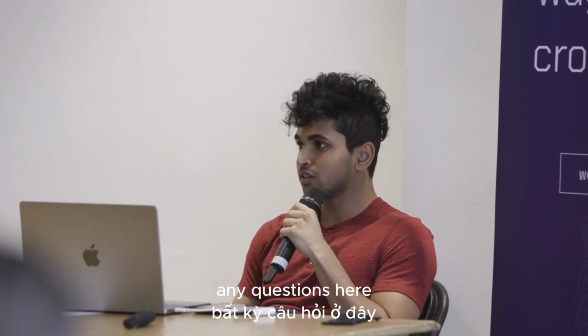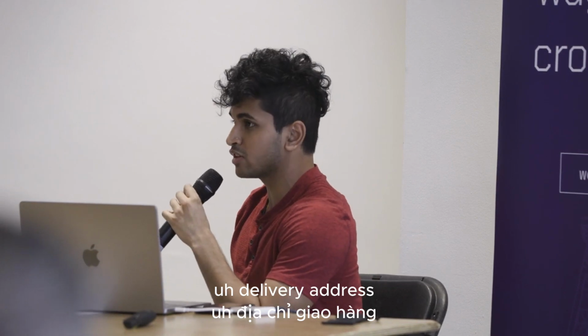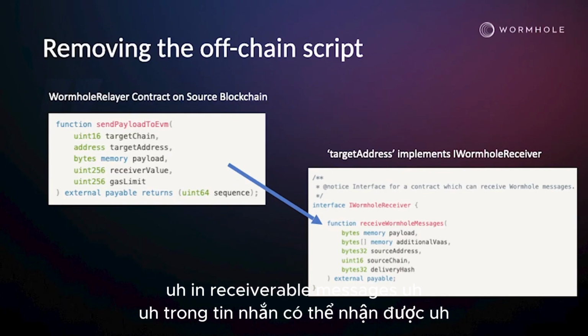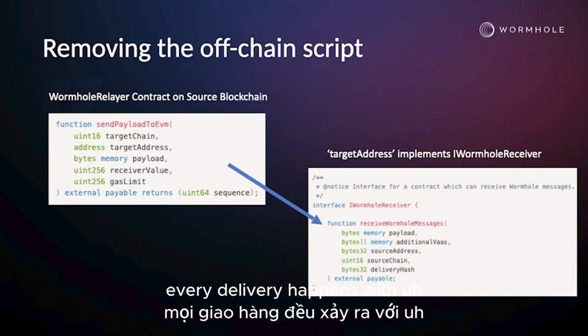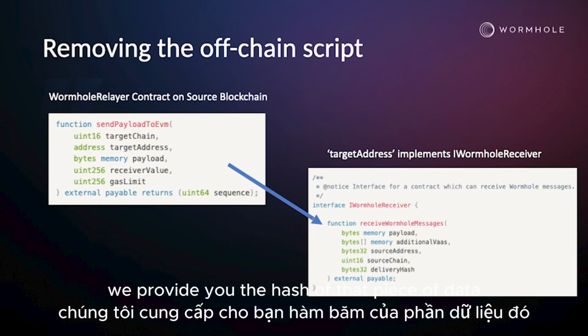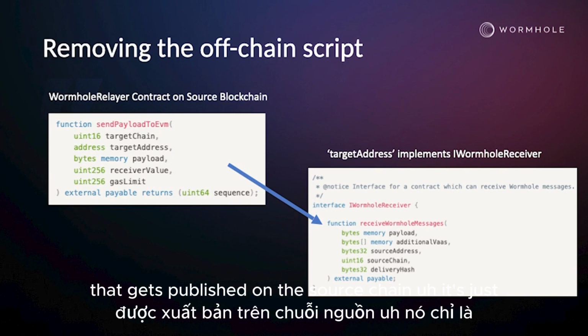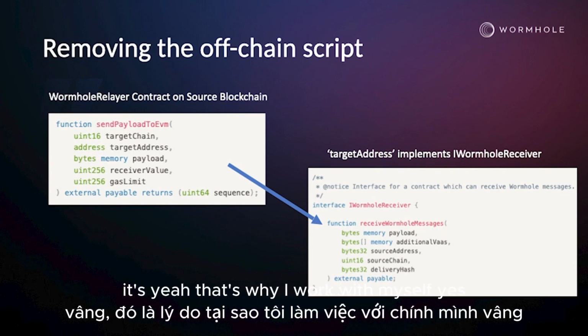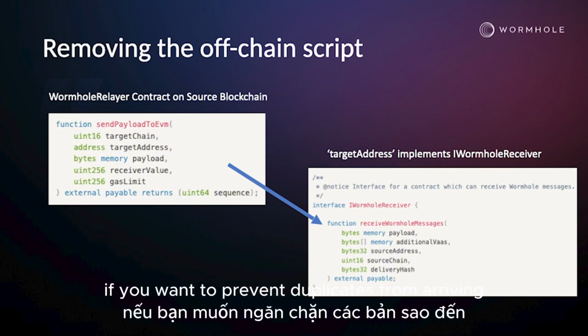Any questions here? What's the delivery hash? Delivery address? Delivery hash, yes. In receiveWormholeMessages, every delivery happens with, we provide you the hash of that piece of data that gets published on the source chain. It's not the transaction hash, it's the hash by Wormhole itself, yes. And it's useful if you want to prevent duplicates from arriving.